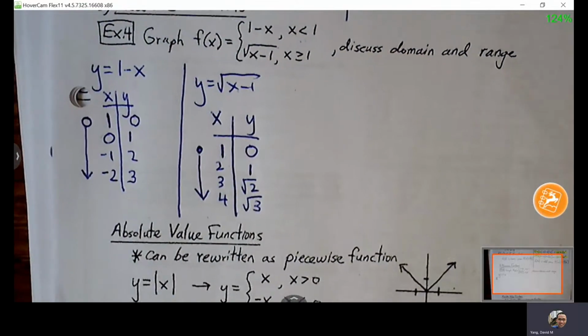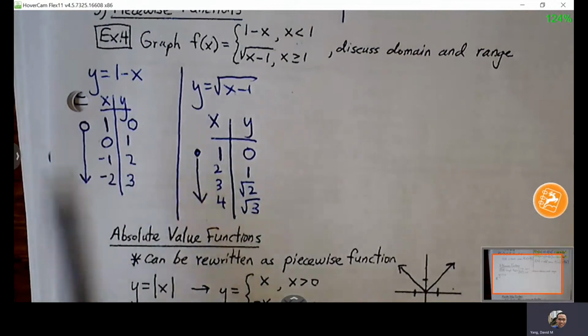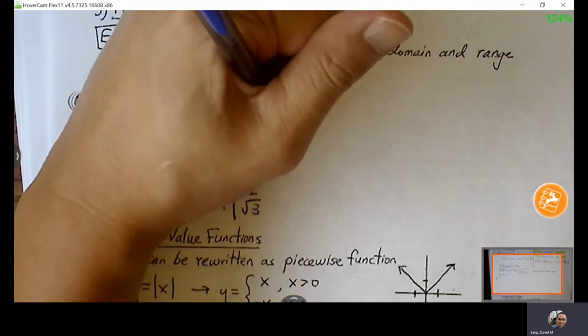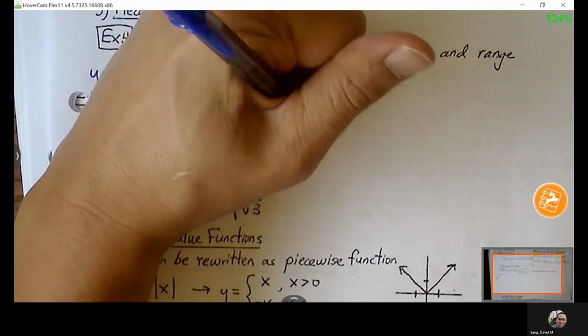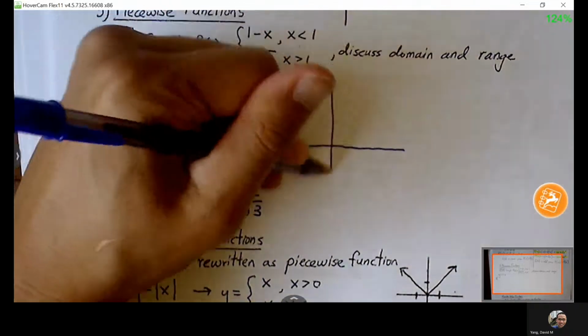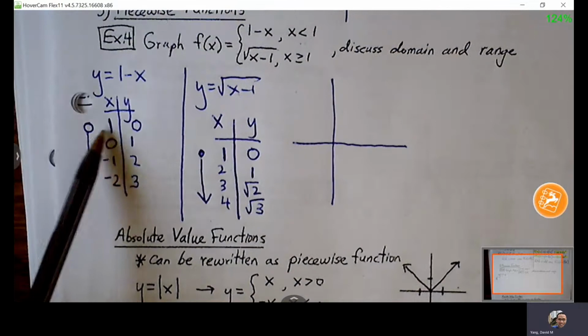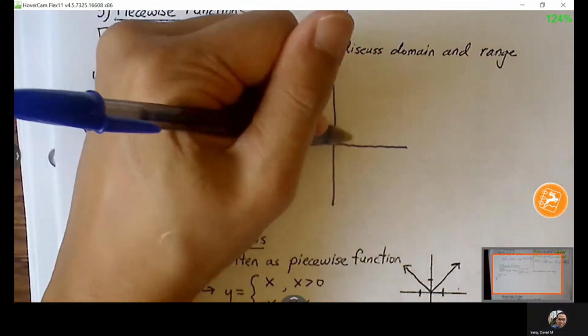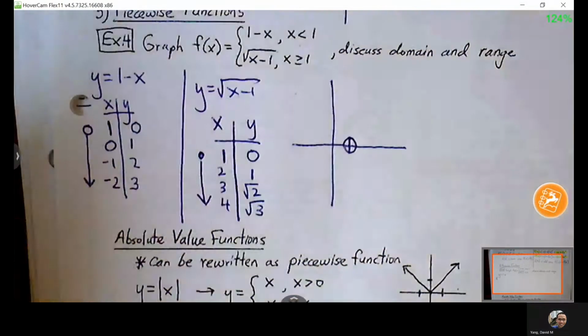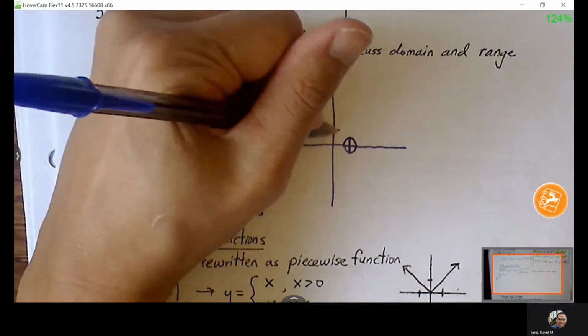Okay. All right, so we're going to put these two graphs onto the same plane here, quarter plane. Okay, we'll start at 1, 0, open circle there. 0, 1.